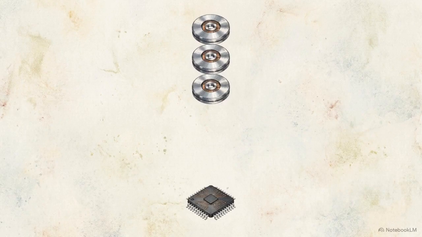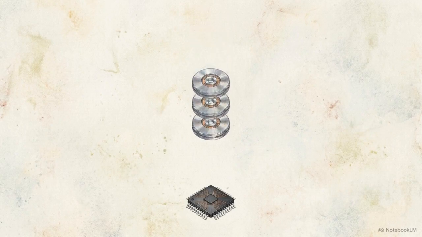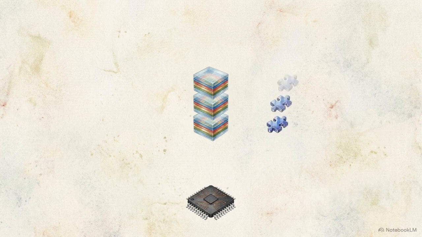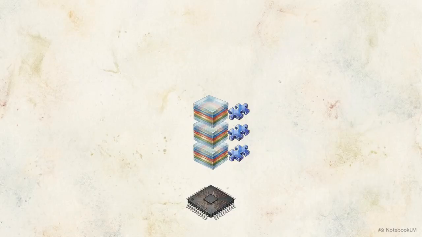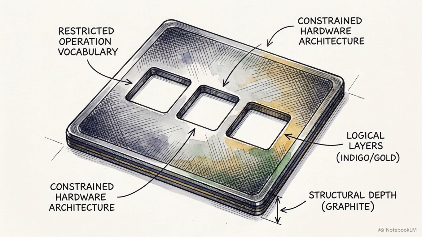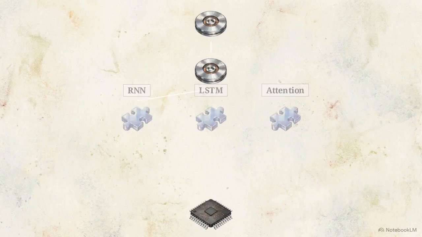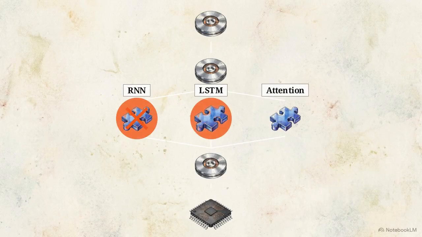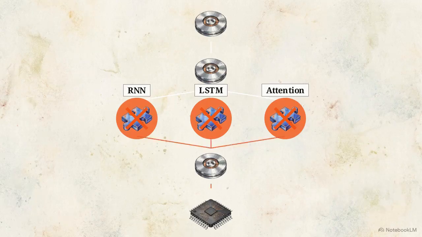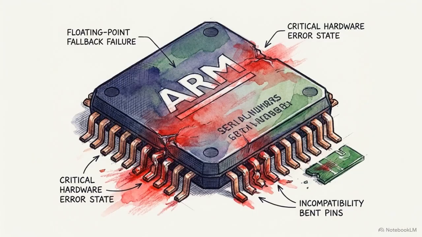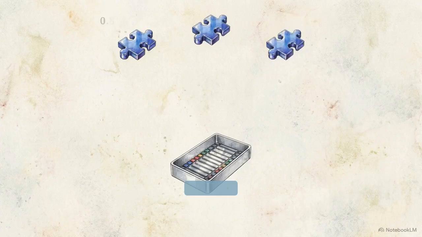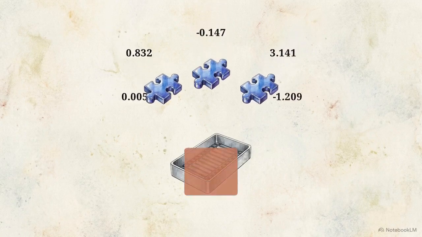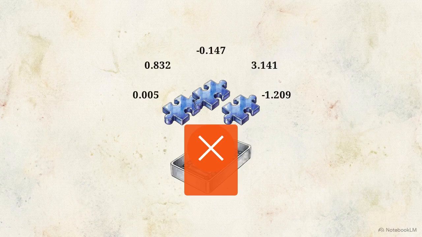Writing software for a microcontroller requires compiling the logic into a constrained inference stack, a highly optimized library like CMSIS-NN, designed specifically for low-power chips. These constraint stacks have a strict vocabulary of operations. Standard methods for tracking time in video, like recurrent neural networks, LSTMs, and attention layers, lack native integer support in these environments. If you force an unsupported recurrent layer onto a microcontroller, the system triggers a floating point fallback. It tries to calculate complex decimal math on a chip designed exclusively for simple integers, which instantly exhausts the available memory and crashes the device.